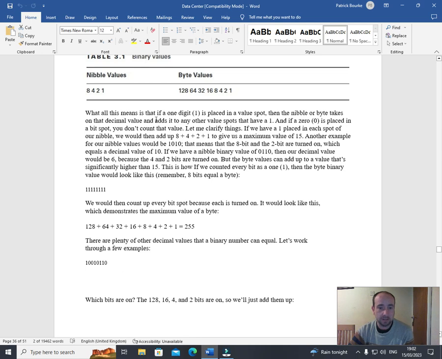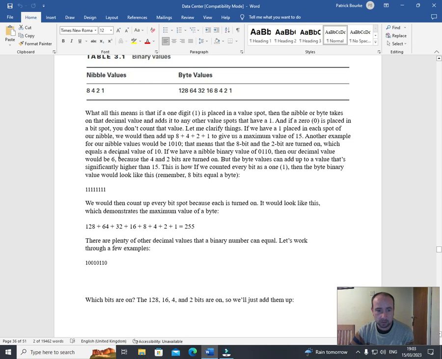What all this means is that if a digit 1 is placed in a value spot, then the nibble or byte takes on that decimal value and adds it to any other value spots that have a 1. And if a 0 is placed in a bit spot, you don't count that value. Let me clarify things. If we have 1 placed in each spot of our nibble, we would then add up 8 plus 4 plus 2 plus 1 to give us a maximum value of 15.